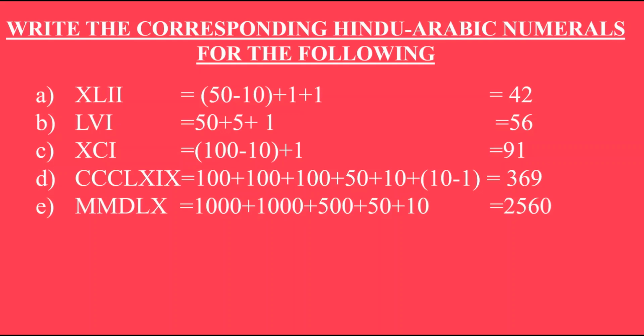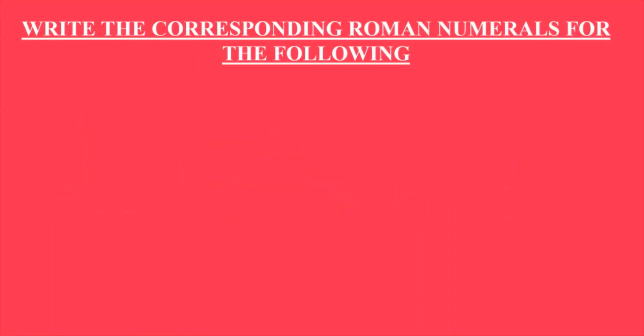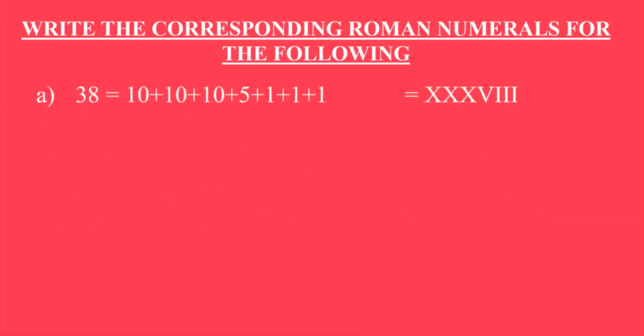Next one, MMDLX. M is 1000. So 2 times 1000 plus D is 500 plus L is 50 plus X is 10. So the answer is 2560. Write the corresponding Roman numerals for the following. Here it's written 38. You have to write the Roman numeral for this. 3 times 10 plus 5 plus 1 plus 1 plus 1. So X, X, X, V, I.